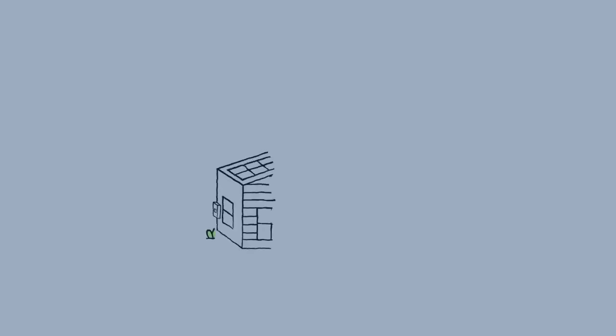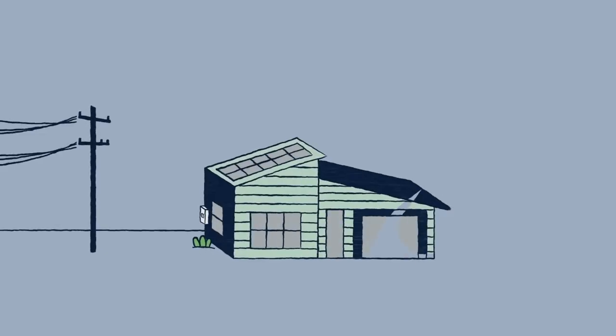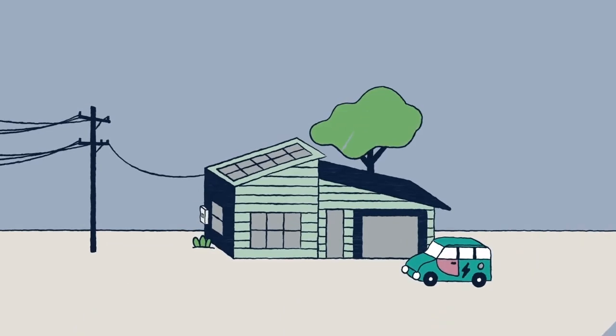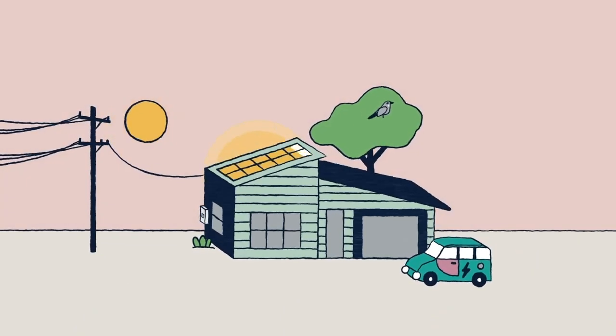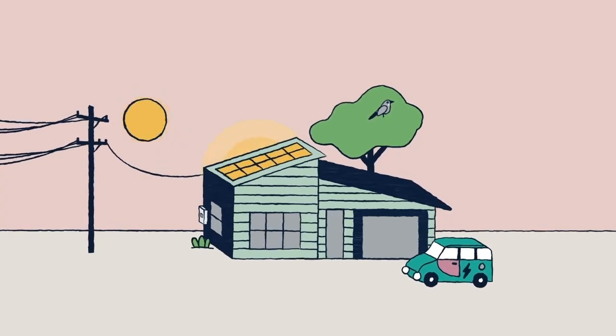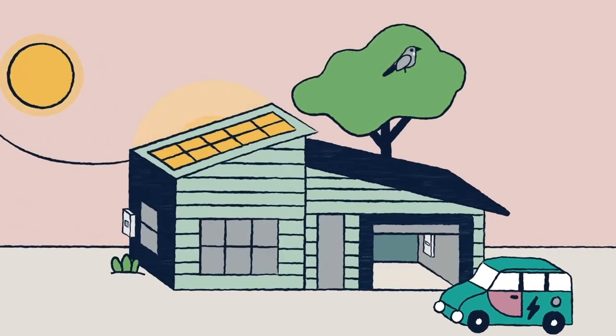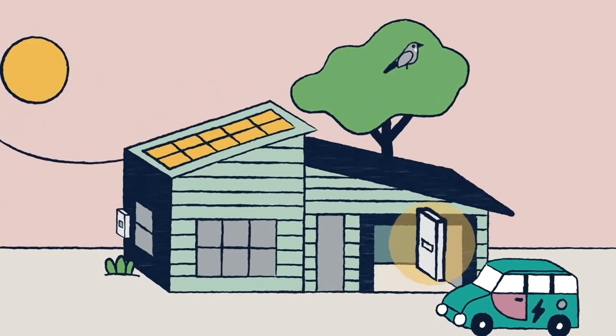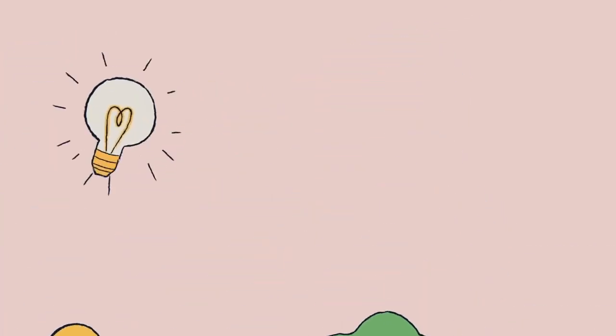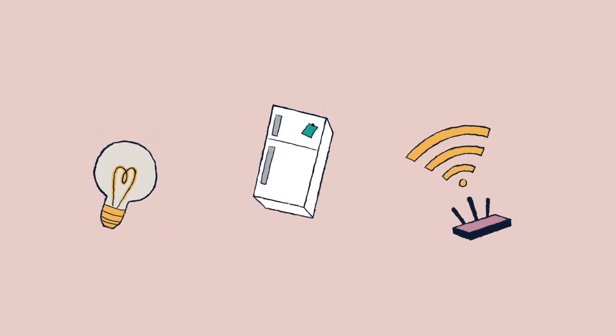So how does solar power work? How does this free energy from the sun power our homes? When the sun comes up and hits your solar panels, they turn sunlight into DC energy. This type of energy can't be used in your home, so your solar inverter changes it into AC electricity, like the type your appliances use.